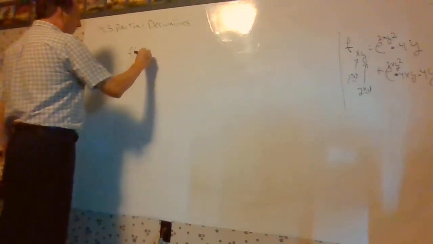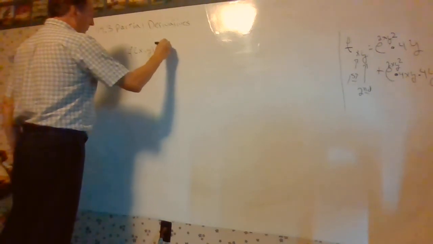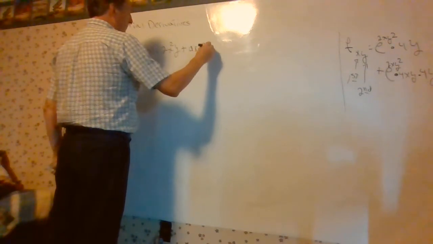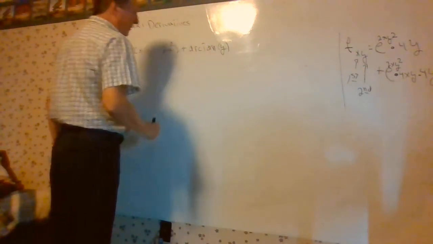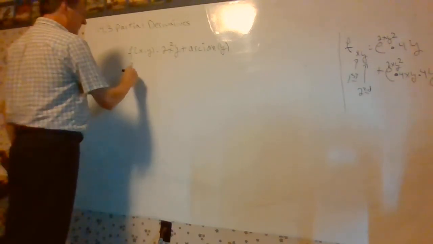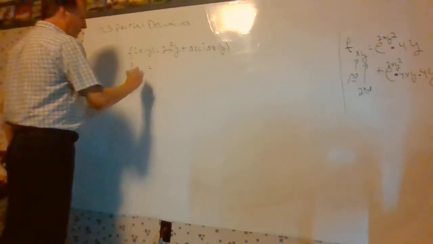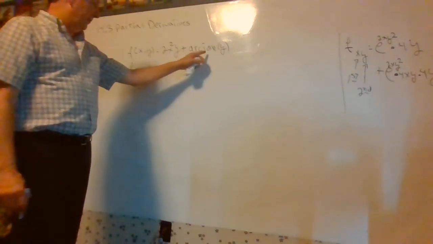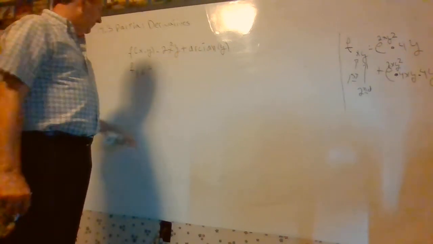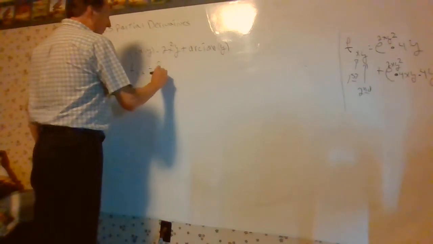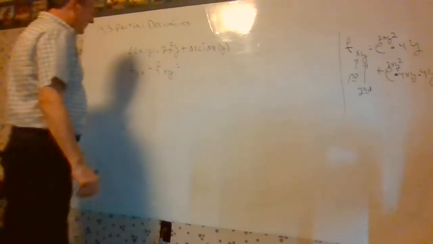Suppose you have f of xy equals 2x squared y plus arctangent of y, for instance, and we want to find f sub yx. Well, why do the y first? Because this is going to give us a function of y, and the x derivative is just going to be constant. So why not do this order? You can switch these orders in any way you want.